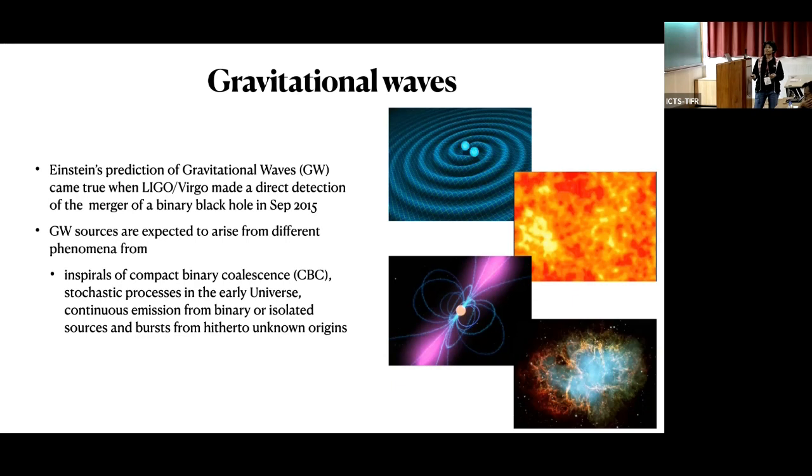Einstein's predictions for gravitational waves came true with the first direct detection of a binary black hole system in 2015. Gravitational wave sources are expected to arise from different phenomena, starting from the inspirals of compact binary coalescence, which is what we detected. But there are other processes, like stochastic processes in the early universe, or continuous emission from binary or isolated sources, or just bursts, which are expected to arise from unknown sources. These are all the different types of gravitational wave emissions we expect to see in the data.